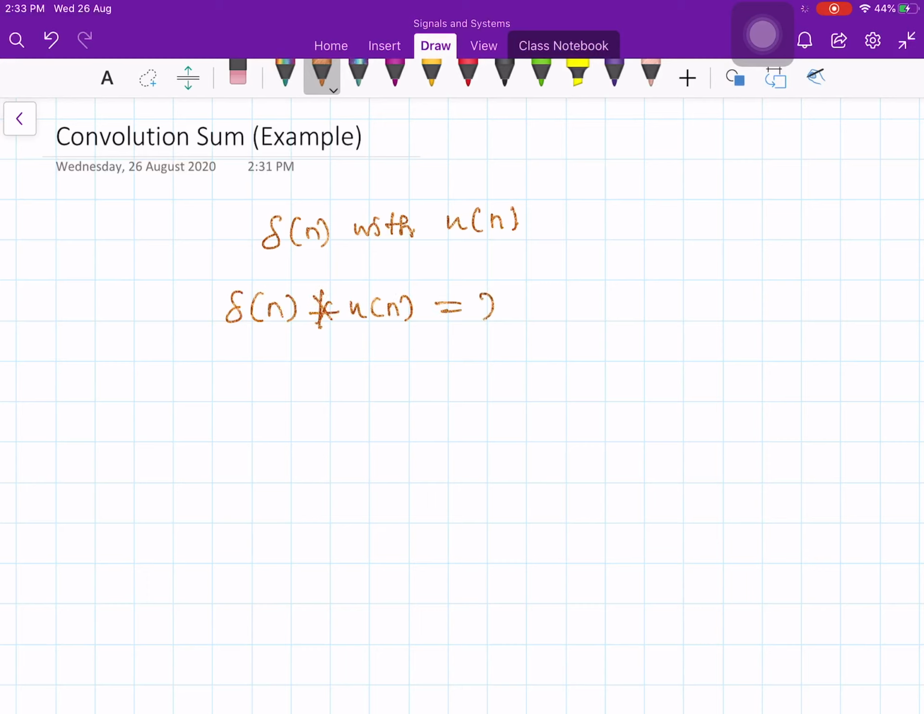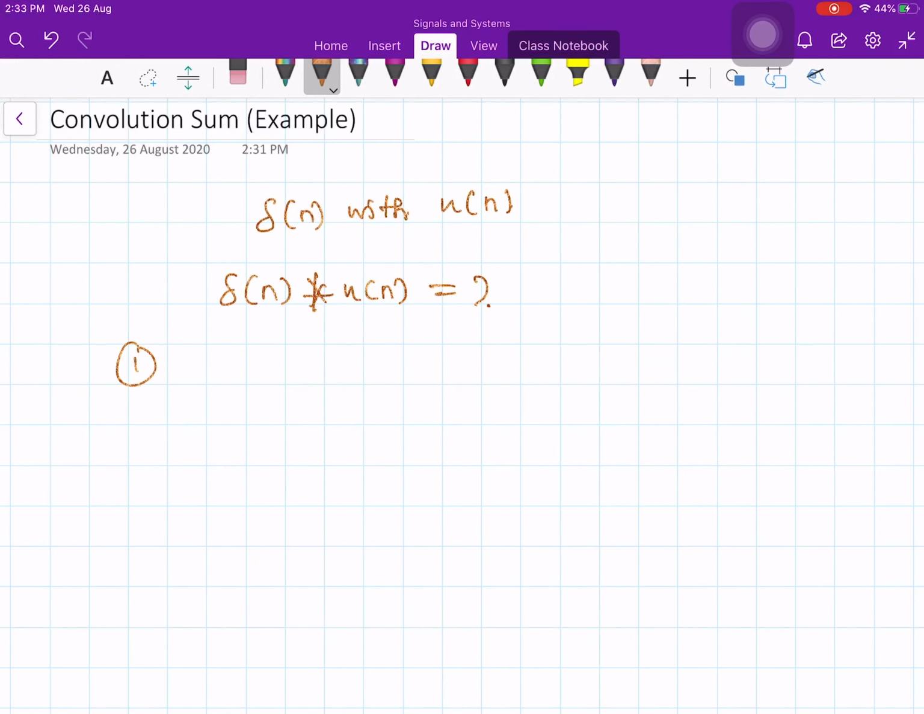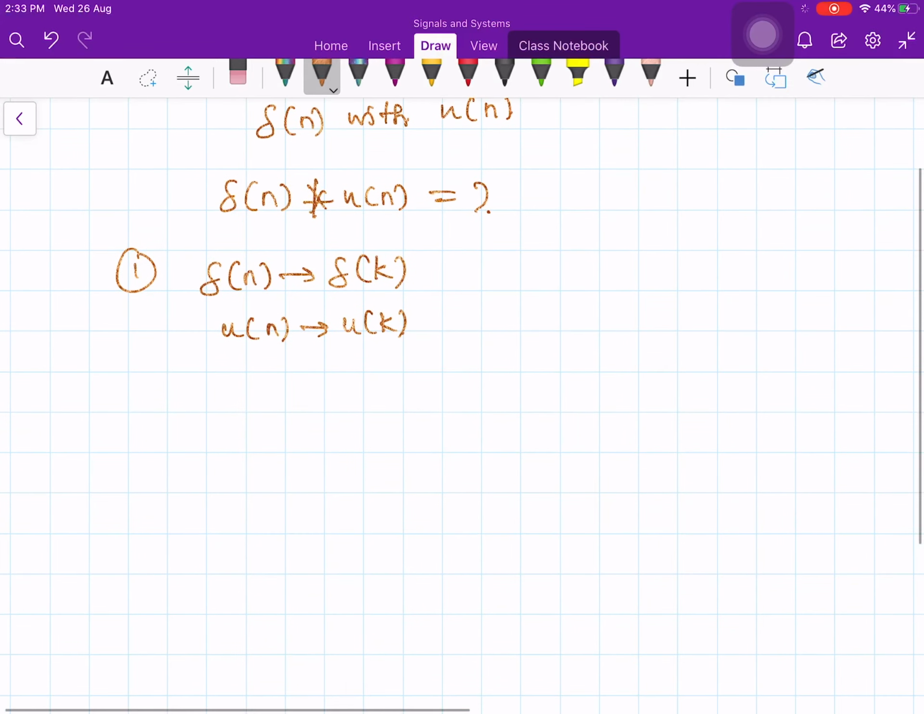Now as I said, what is the first step? Change the independent variable to another variable. Say delta of n becomes delta of k, then u of n you write as u of k. That is the first step. What is the second step? Fold any one. Let me fold delta of n. So delta of minus k. Then the third step is shift by n units, delta of n minus k.